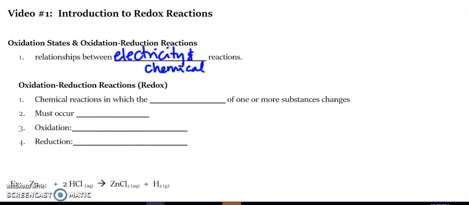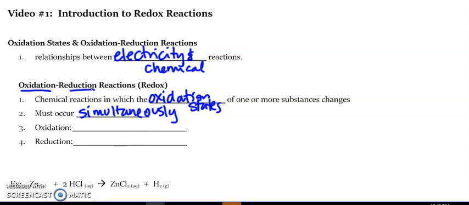So redox reactions are chemical reactions in which the oxidation states of one or more substances change. They must occur simultaneously. What I'm talking about with simultaneous is you have to have oxidation with reduction. You can't have just one. Something gets oxidized while something else gets reduced. Oxidation is when there's a loss of electrons. Reduction then is a gain of electrons.